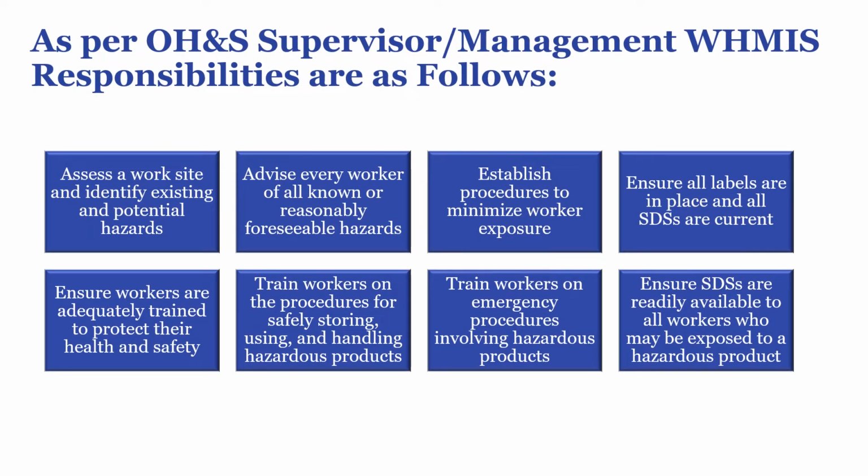As per WHMIS, supervisor and management WHMIS responsibilities are as follows. Assess work sites and identify existing and potential hazards before work begins. Advise every worker of all known or reasonably foreseeable hazards in the area. Establish procedures to minimize worker exposure. Ensure all labels are in place and all SDSs are current. Ensure workers are adequately trained to protect their health and safety. This includes workers are trained on all content of all labels and SDSs.